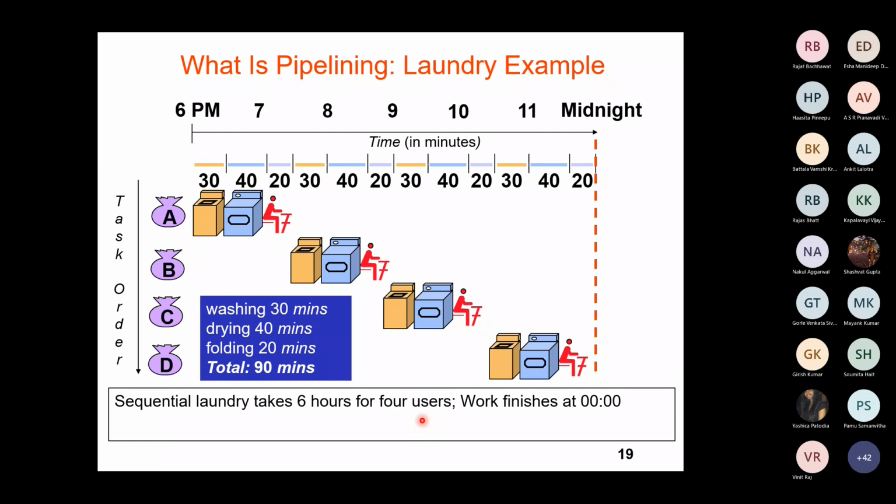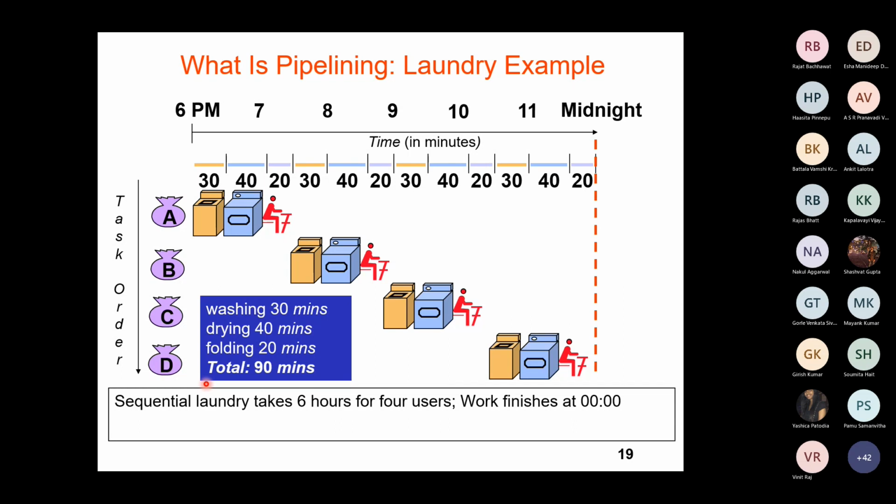So this is called sequential laundry. You finish everything, and then the next user can enter. It's similar to single cycle instruction. You finish everything. Your instruction here has 3 steps. You finish everything in one step, in one cycle, and then only the next student gets a chance.